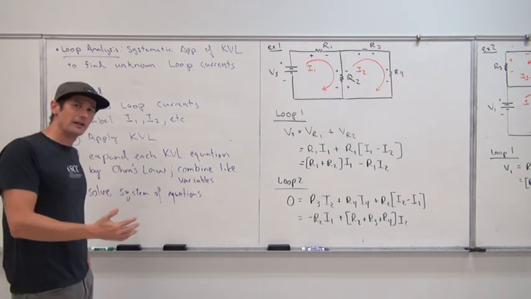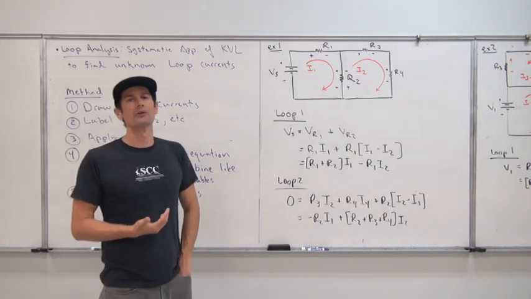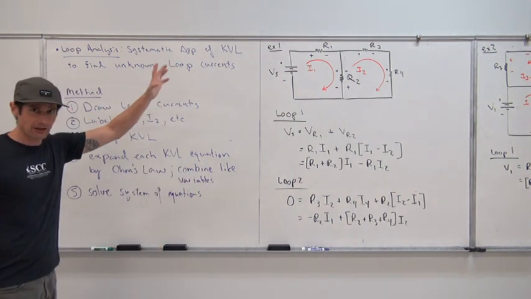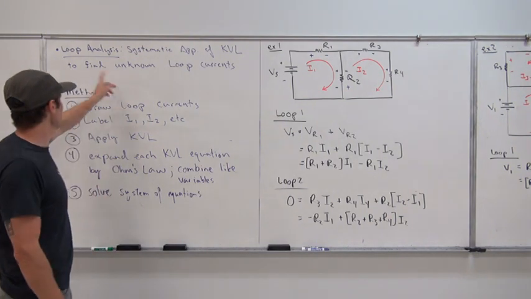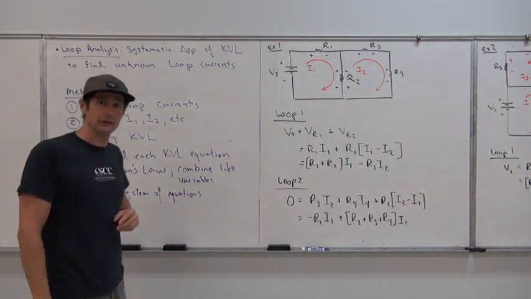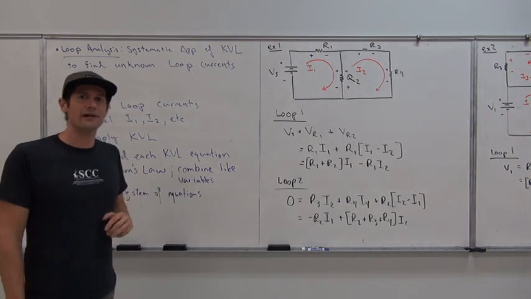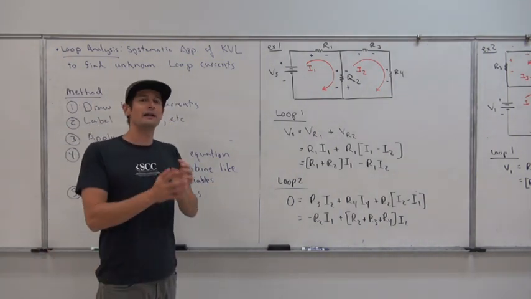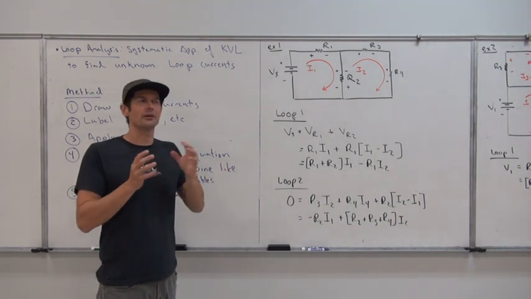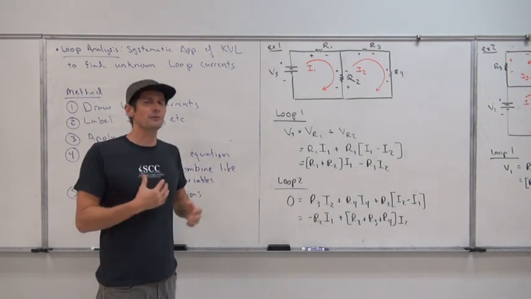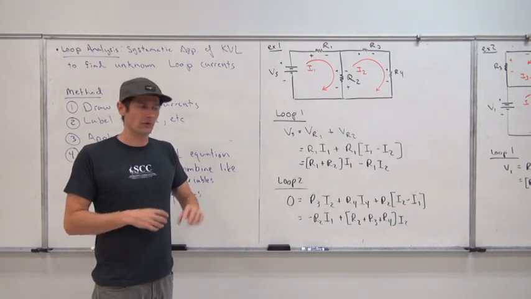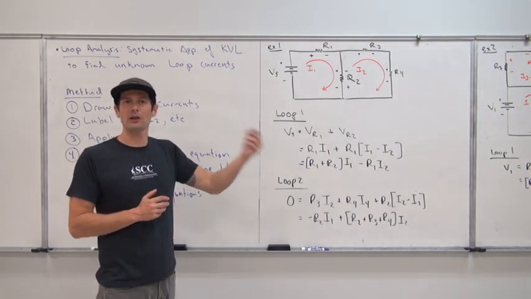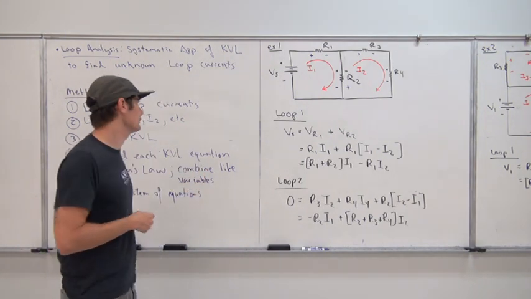But loop analysis, or you'll hear it called mesh analysis, is a systematic application once again of Kirchhoff's voltage law to find unknown loop currents. And just like nodal analysis, once we find the loop currents, we can find every voltage or current, any information that we need to know about that system right away. The systematic process works beautifully, and we can also apply this with AC analysis way down in the future.